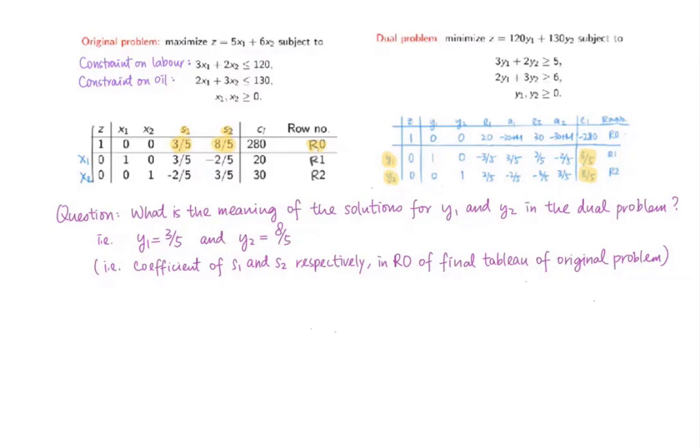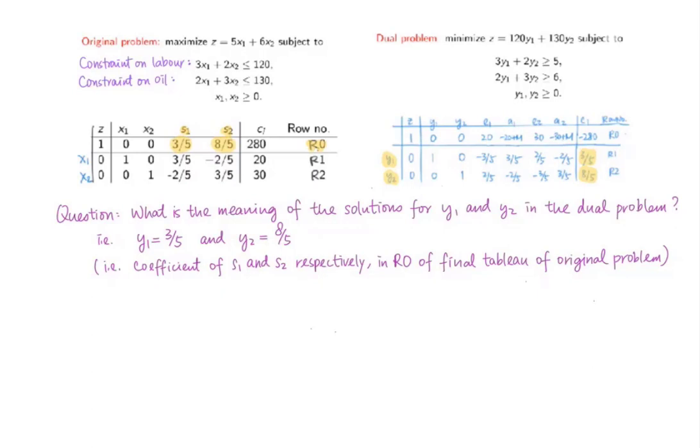It turns out that the values of y1 and y2 obtained in the dual problem give us the information related to the owner's two questions. Referring to our situation, the first inequality in the original linear programming problem represents the constraint on the labor working time. In the dual problem, we get y1 equals to 3 over 5, which is 0.6. This value 0.6 measures the maximum price the company is willing to pay for 1 additional minute of the labor.